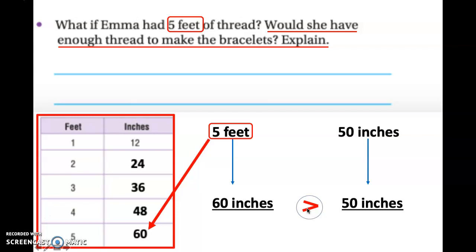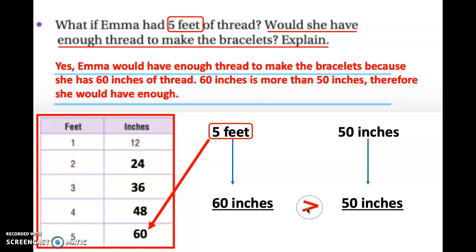Now I need to explain. Yes, Emma would have enough thread to make the bracelets because she has 60 inches of thread. 60 inches is more than 50 inches, therefore she would have enough.